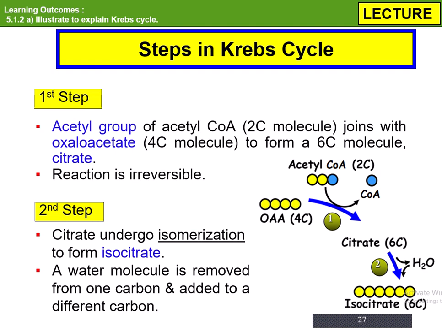Steps in Krebs cycle. In the first step, the acetyl group of acetyl-CoA joins with oxaloacetate to form a 6-carbon molecule, citrate. This reaction is irreversible. In the second step, citrate undergoes isomerization to form isocitrate. A water molecule is removed from one carbon and added to a different carbon.